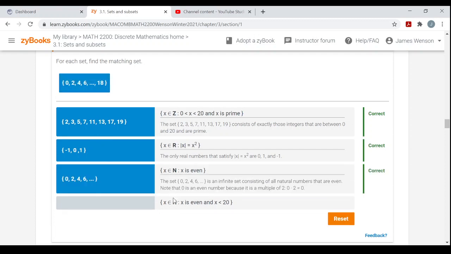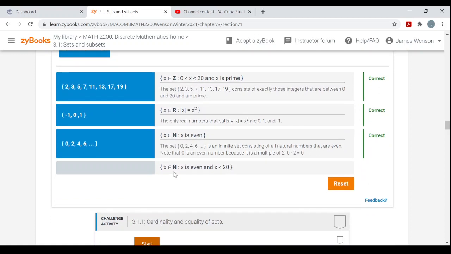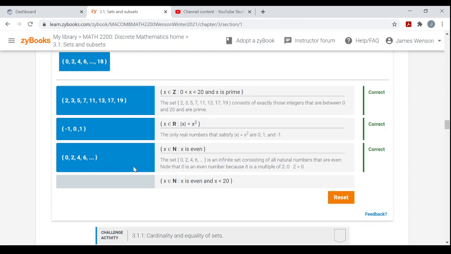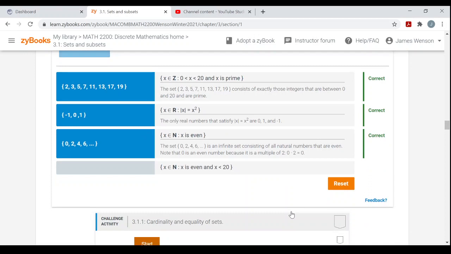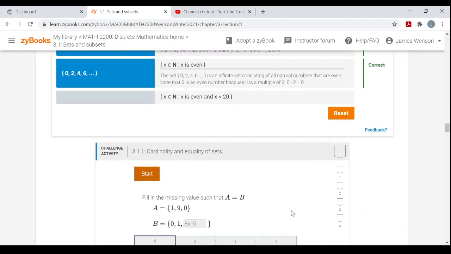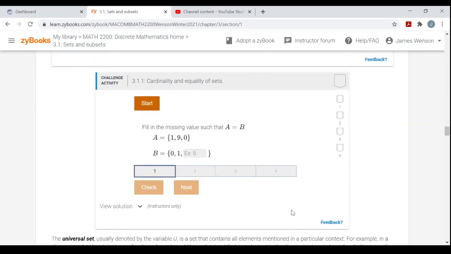And finally, the last set is all the natural numbers that are even and less than 20. So you can see that that's this set here, 0, 2, 4, 6, dot, dot, dot, but that would stop at 18, though. It is a finite set. Right, there are 10 elements in this set. The cardinality would be 10. And again, I don't know why I'm really filling that in, but okay.